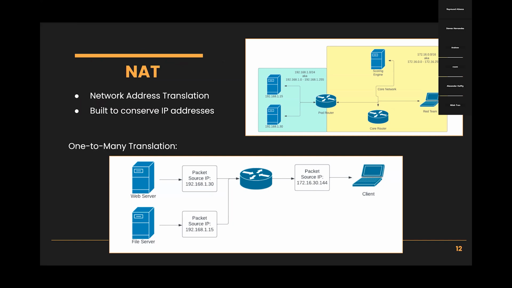And now we'll be going into NAT. NAT stands for Network Address Translation, and this is pretty much used to conserve IP addresses. On the bottom, it's an example of a one-to-many translation where multiple addresses on one network get translated to a single address on another network.